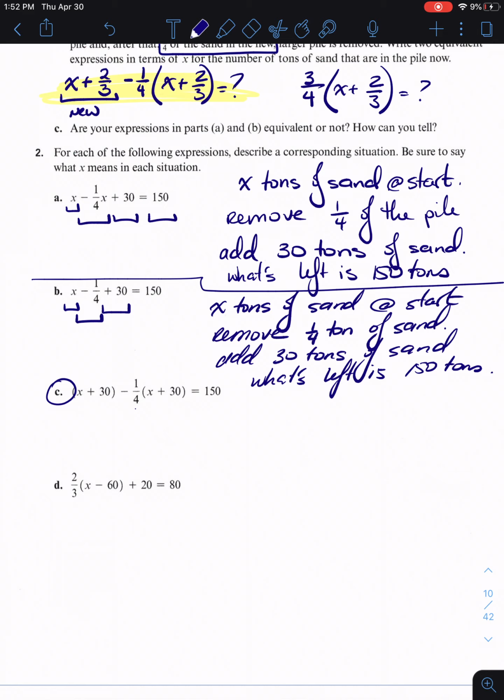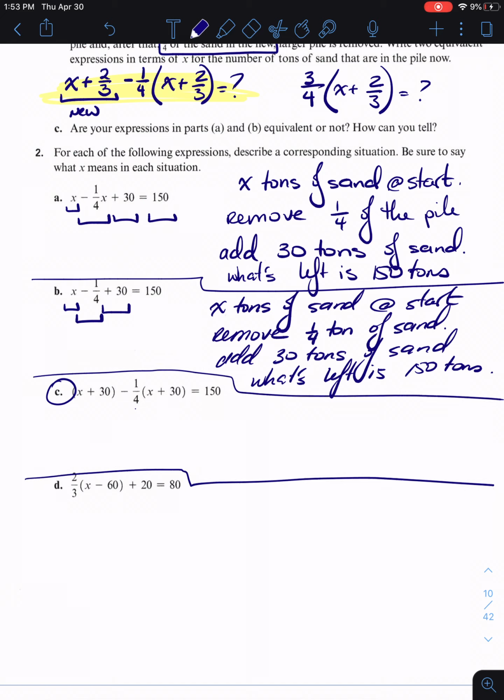Let's do D together. At some point we have X minus 60. Then we have 2/3 of that. And then we're adding 20, and the whole thing equals 80. So let's start with X tons of sand at the start. We're going to subtract 60, the minus 60. So we're going to remove 60 tons.